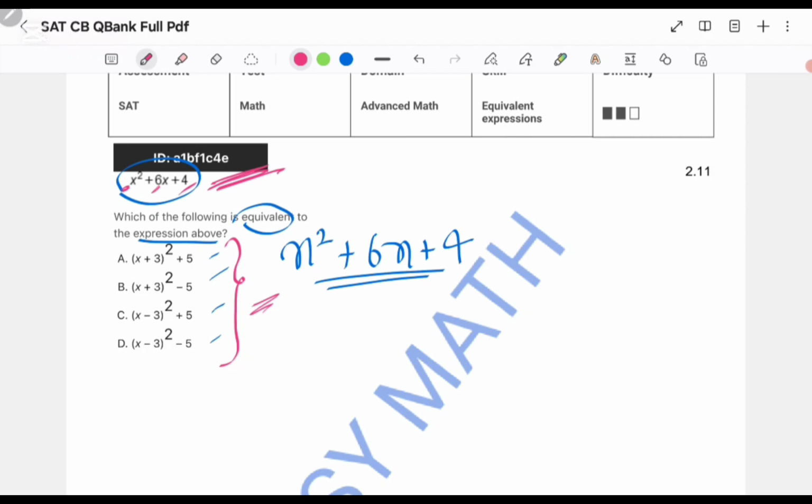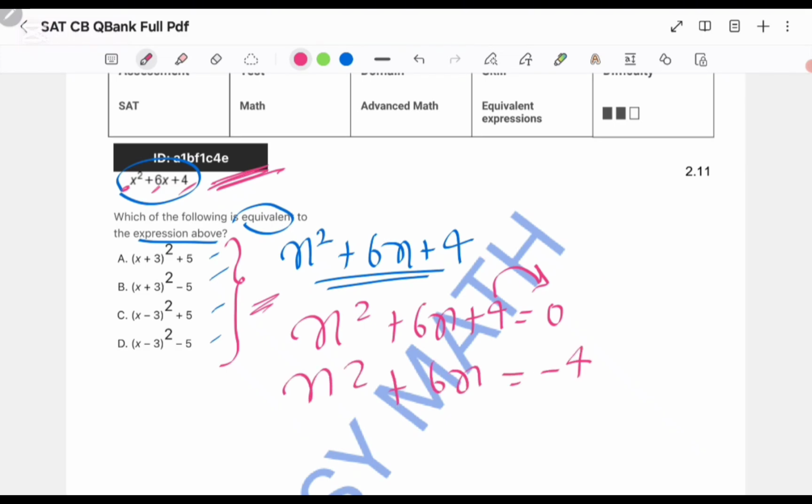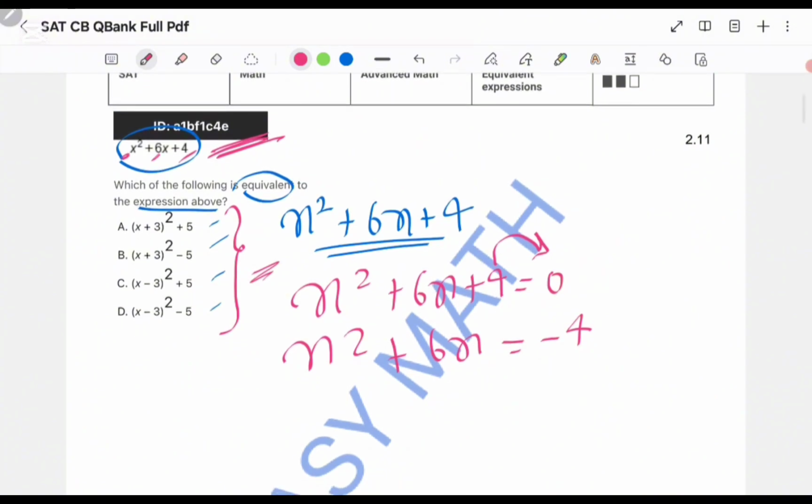How do you do that? First of all, you're going to say that x squared plus 6x plus 4 is equal to 0. And then I want you to take the constant to the other side. So we say x squared plus 6x is equal to negative 4. Now, with the negative 4 on the other side, look at the b, which is the 6x in here. Your b is the 6, the coefficient of x.